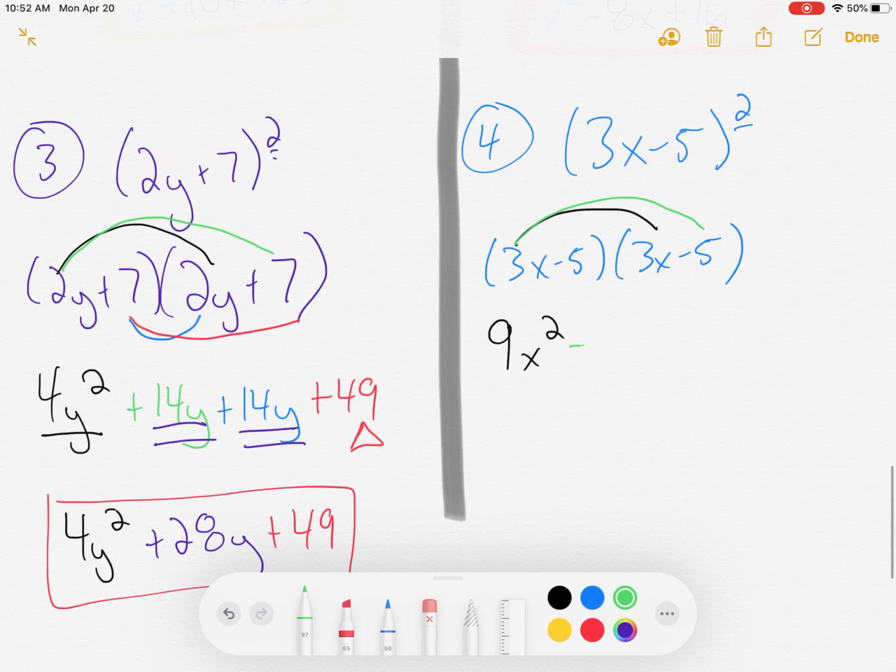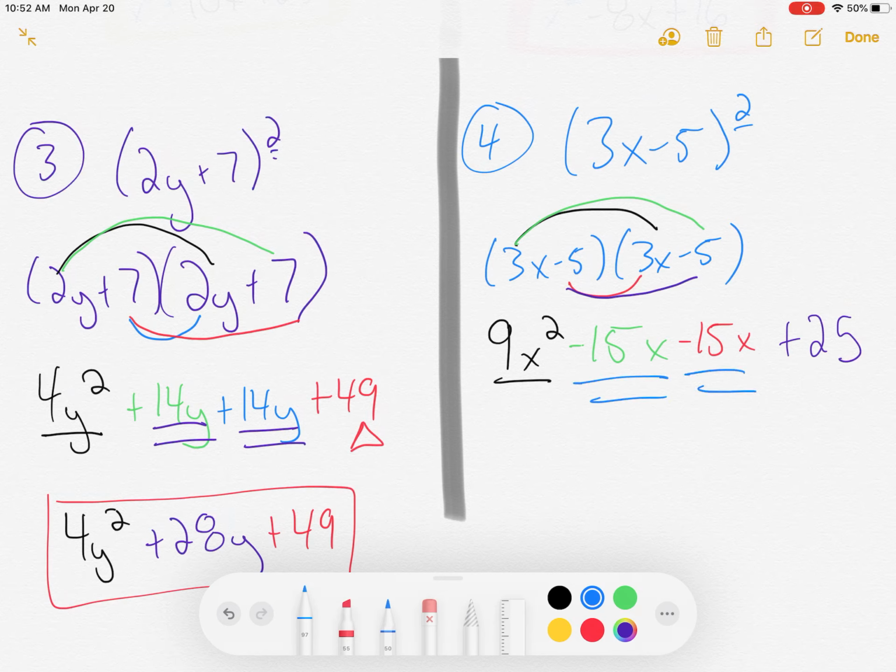3x times 3x, 9x squared. 3x times negative 5 is minus 15x. Negative 5 times 3x is minus 15x again. Negative 5 times negative 5, the last terms, is plus 25. Now again, I'm going to underline my numbers by like terms. There is 9x squared, same variable, same exponent, only number of x squareds is my first term. Okay, next up, my x's. I have minus 15x and minus 15x there. And then just numbers is 25.